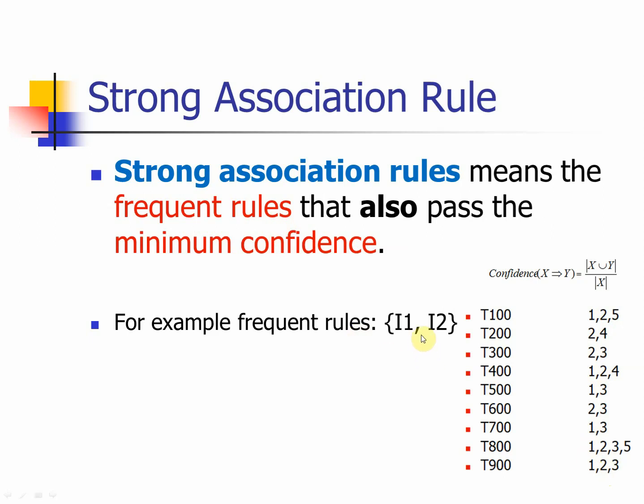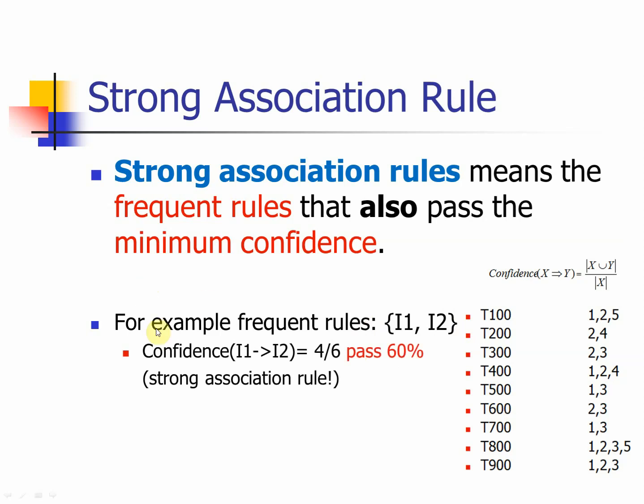However, we have not checked their confidence yet. So after we get the frequent rules, it is time for us to check their confidence. As I mentioned, the role of the precedent is important when we are calculating the confidence. Therefore, this two-item set rule will be divided into two checks. The first one is using I1 as the precedent. The other one is using I2 as the precedent. Therefore, when we are using I1 as the precedent, that indicates that when I1 occurs, then I2 will also occur.